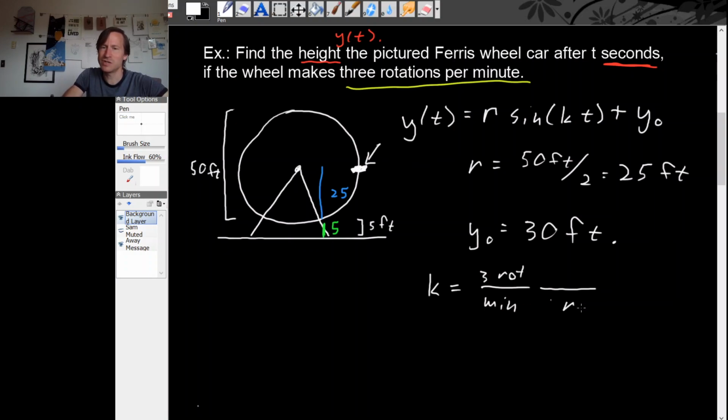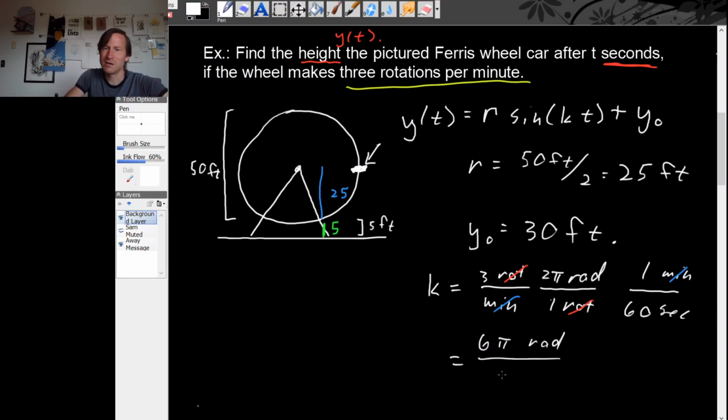So we want to get rid of rotations and produce radians, and 1 rotation is 2 pi radians. Okay, that'll take care of our angle unit. And now we need to convert from minutes to seconds. So we want to get rid of minutes and produce seconds. And 60 seconds is 1 minute. And that will make our time unit what we want. So it looks like in the numerator we have 6 pi radians, and in the denominator we have 60 seconds. So this is going to be pi over 10 radians per second.